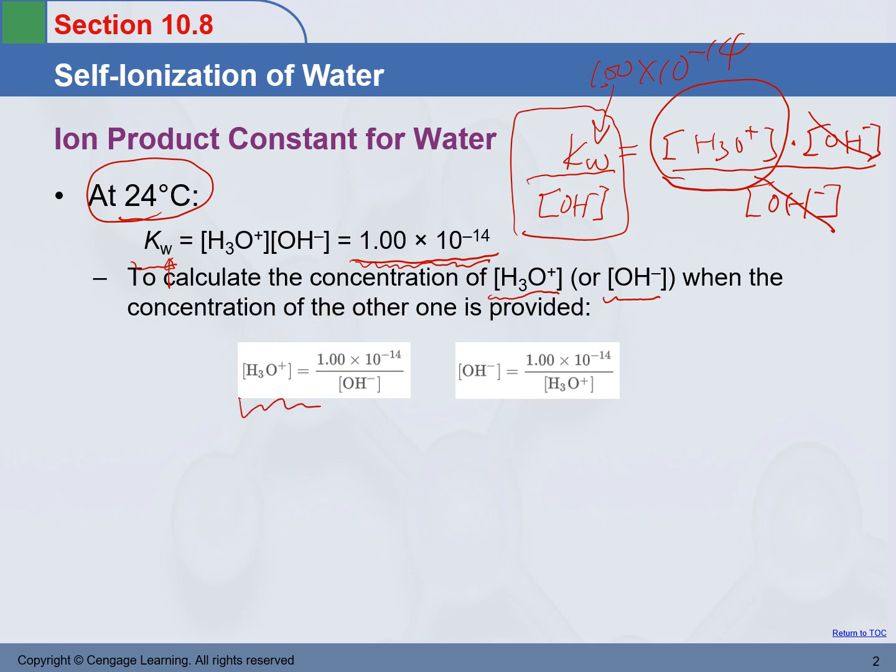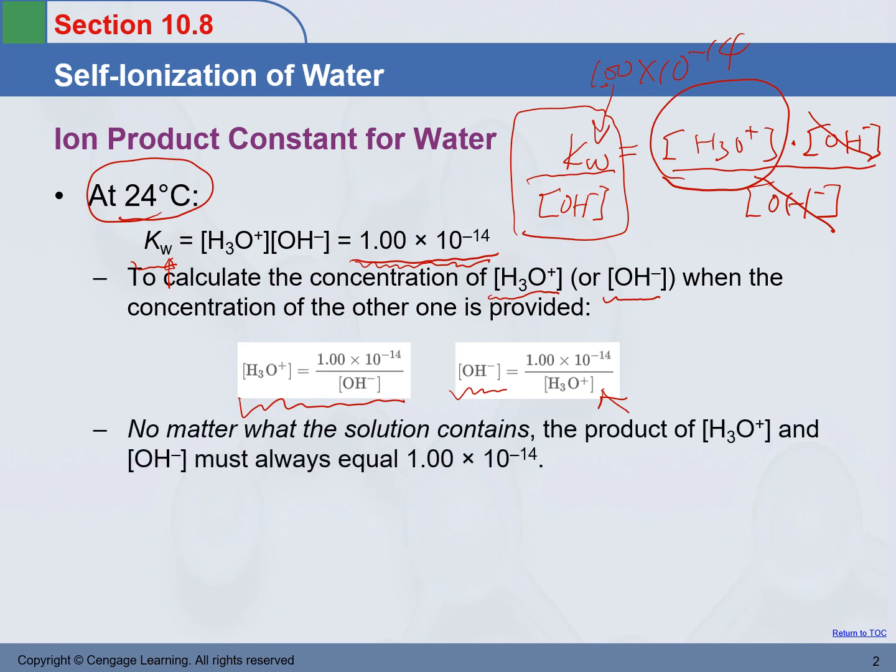Okay, so hydronium ion concentration equals Kw, which is 1 times 10 to the power of negative 14, divided by hydroxide ion concentration. If hydronium ion concentration is given, then this is how you get the hydroxide ion concentration. All right. One more time, no matter what is in the solution, the product of the two concentrations must equal 1 times 10 to the power of negative 14.